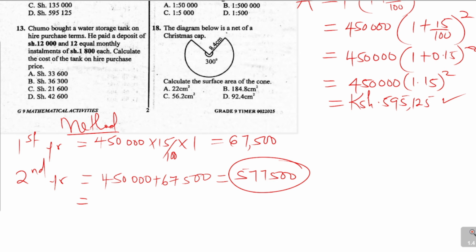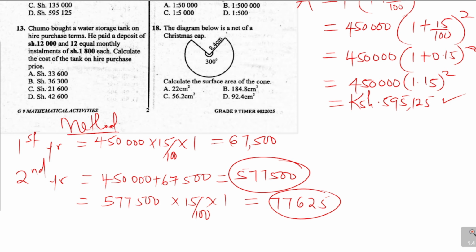So now we see what will be the appreciation for the second year. You take 577,500, multiply by the same rate, 15 over 100, times 1 for the second year. So this appreciation will be 77,625. So the amount will increase by 77,625.